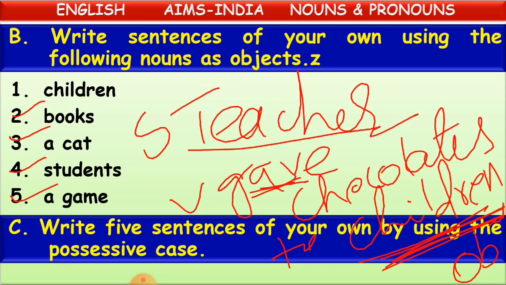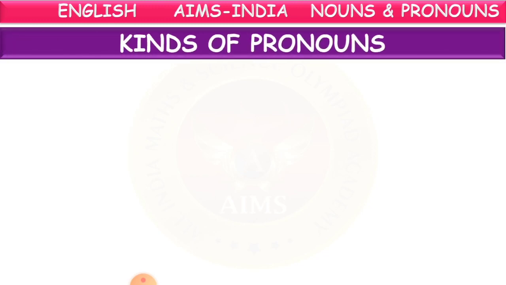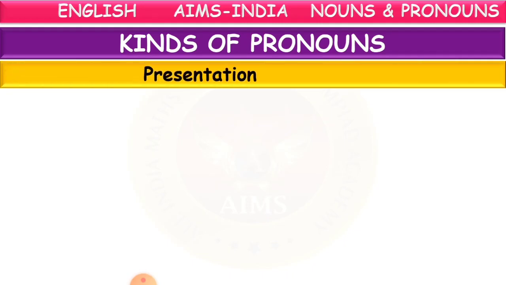Now write 5 sentences of your own by using the possessive case. Like I already said, you just write some sentences using possessive case. That's enough as your homework. And now we'll learn about some kinds of pronouns, children.